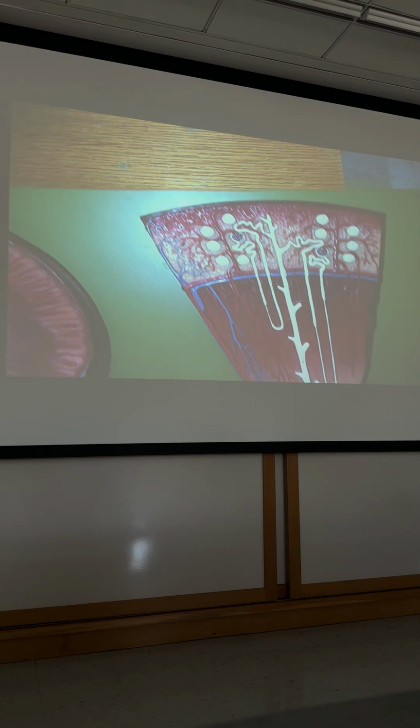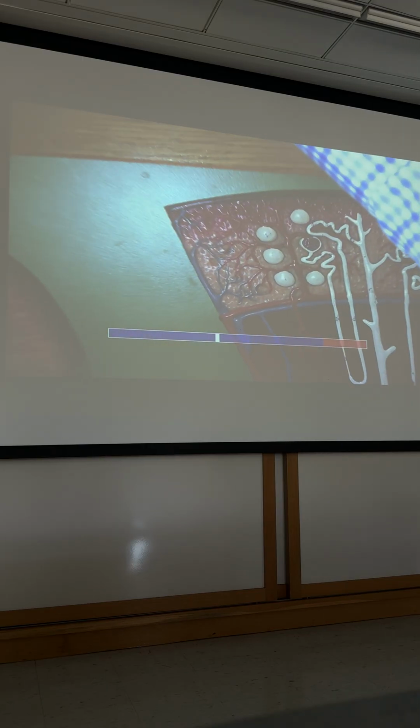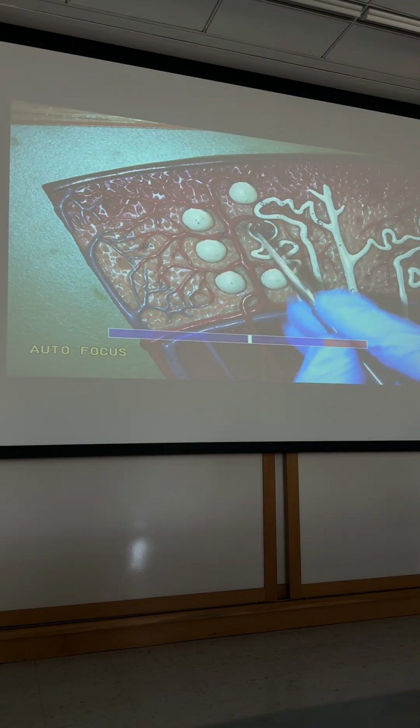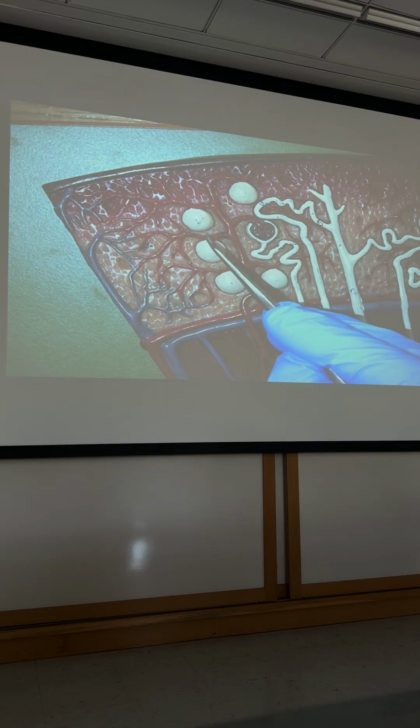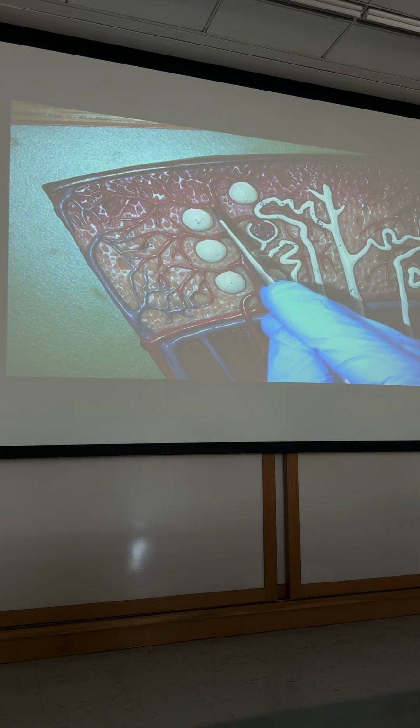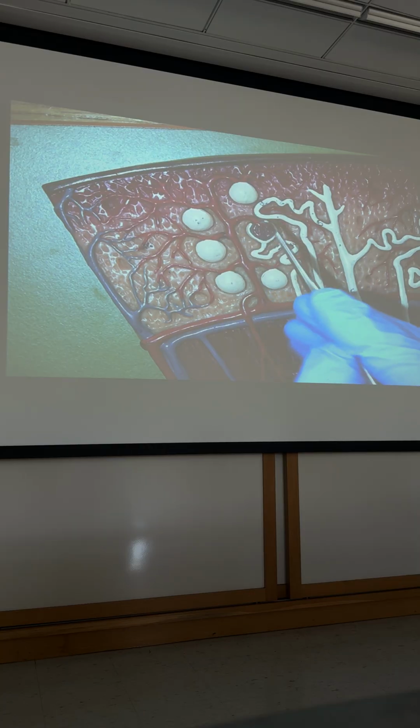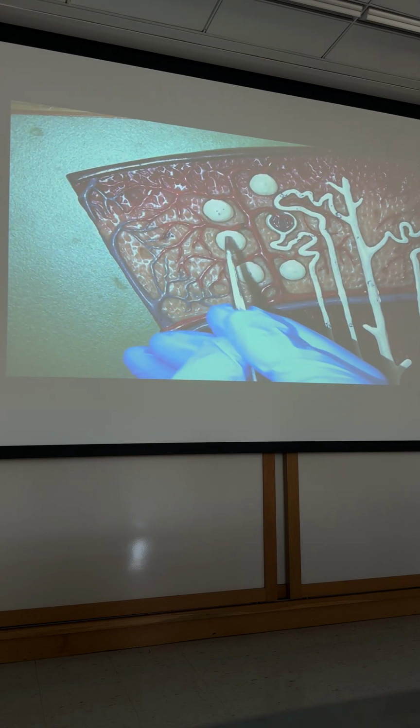Now, coming off of the cortical radiate arteries then, you get into the afferent arterioles. So all these branches that you see coming off there, those are afferent arterioles. And they're going to go into the renal corpuscle, and they're going to become the glomerulus. And then leaving, it's a little hard to see over here, but you can see it on this side, leaving are going to be the efferent arterioles.